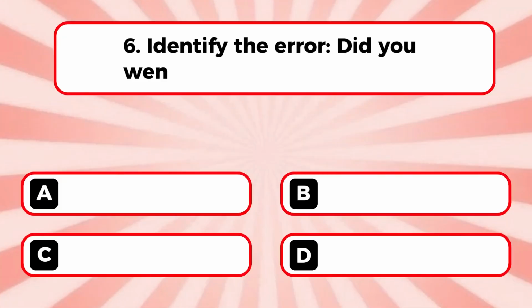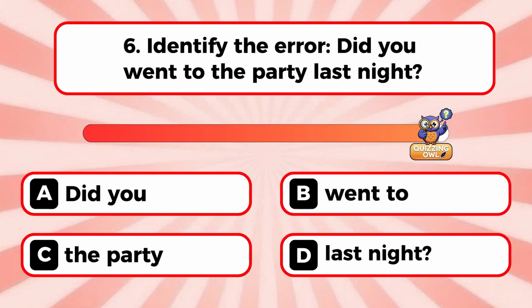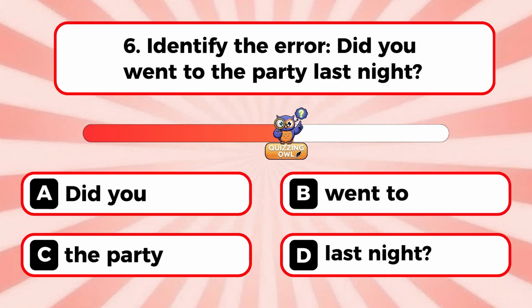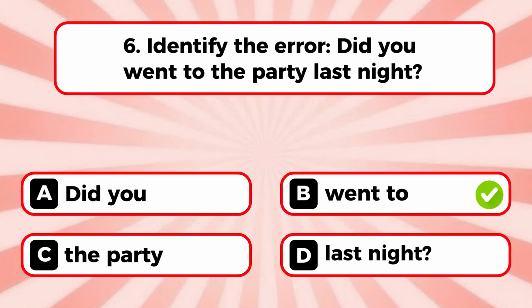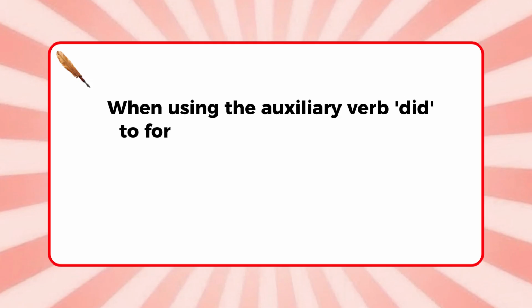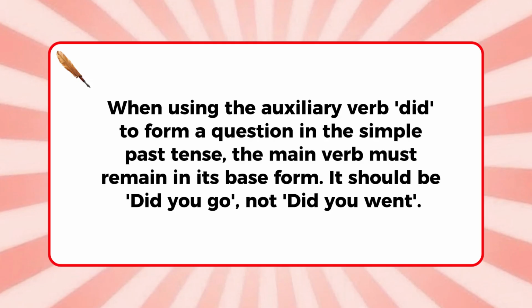6. Identify the error. Did you went to the party last night? When using the auxiliary verb did to form a question in the simple past tense, the main verb must remain in its base form. It should be did you go, not did you went.